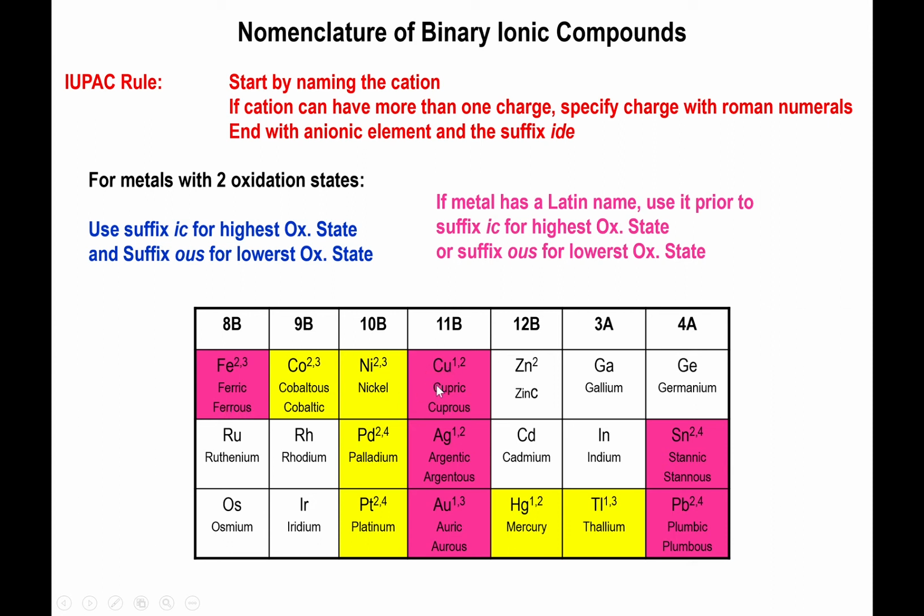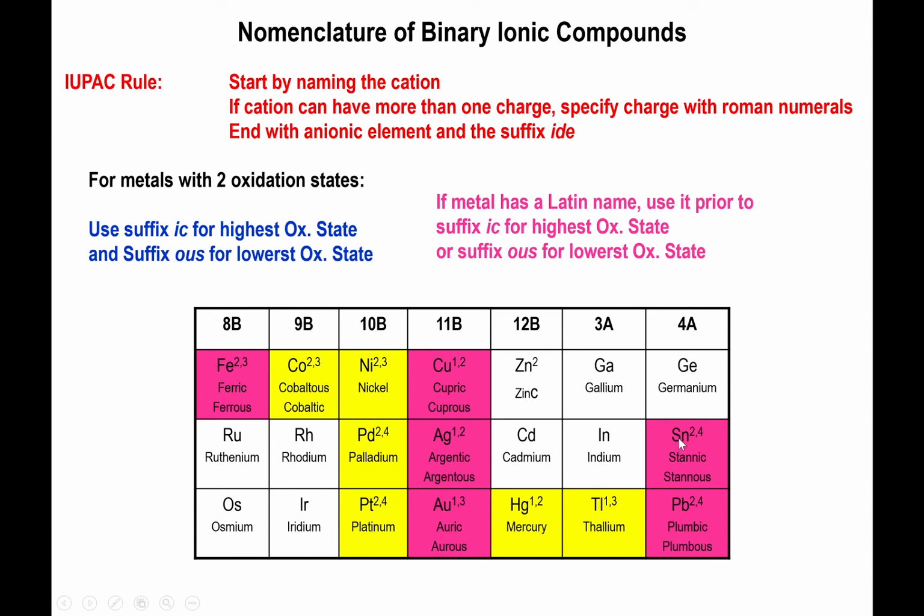If you're going to use copper, and you decide to go with the "ic" and "ous" ending for the metal to specify the charge, you will have to use the Latin name. So this will be cupric and cuprous. Now, as I mentioned, silver, I'm not going to have you go with multiple charges, so you don't have to worry about silver. But for gold, you do. If you're dealing with a higher charge and you want to go with the "ic" and "ous" endings, you're going to have to call it auric or aurous, basically using the Latin names.